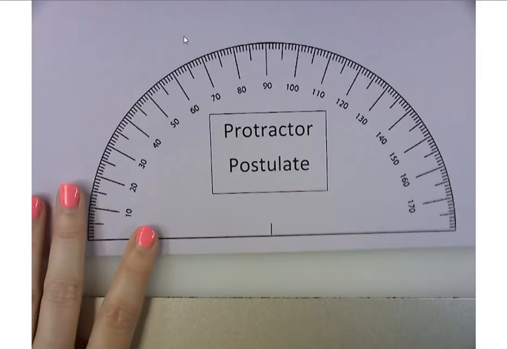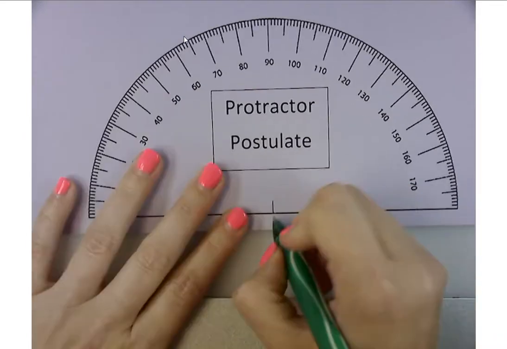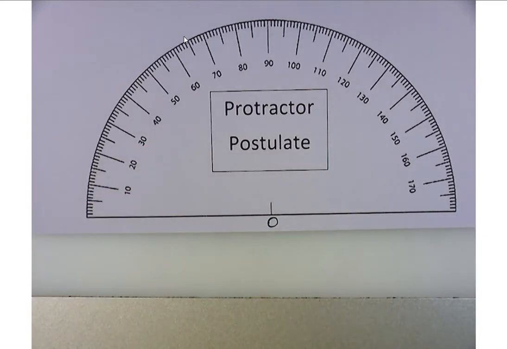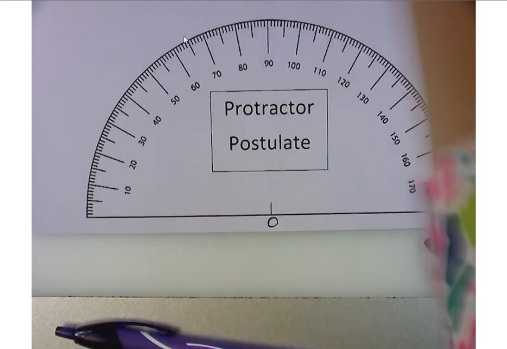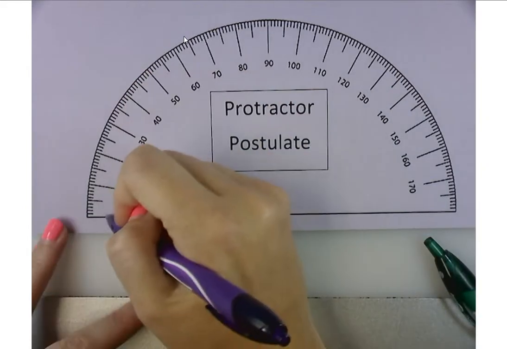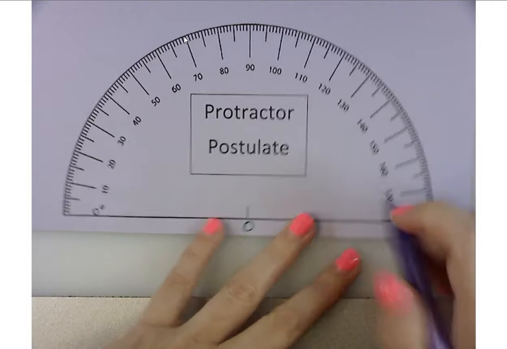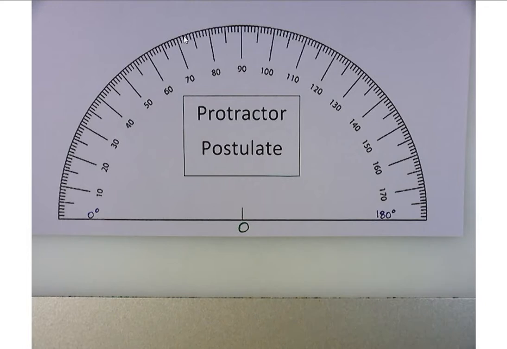The first thing we're going to talk about with our protractor is the center. So the center we are going to call O. Now the protractor can actually go a couple of different ways. The one that we have written down here starts at 0 degrees on the left side, so this would be 0 degrees here, and then it would end up at 180, which is a straight angle.